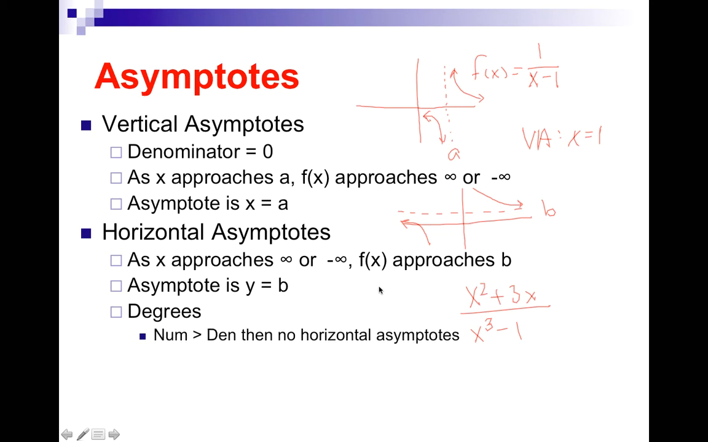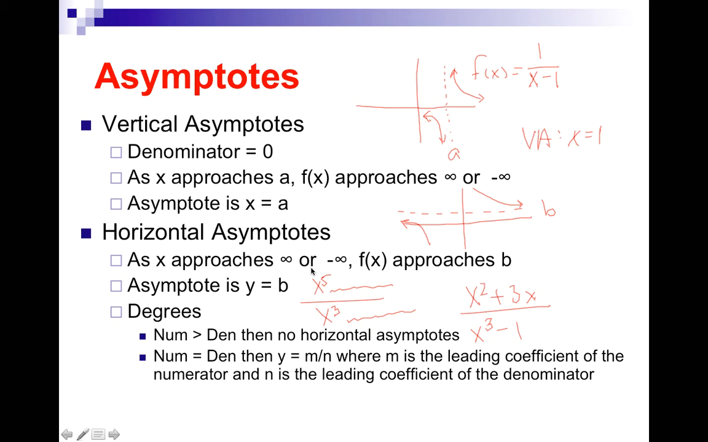If the numerator, and I'm talking about degrees, if the numerator is bigger than the denominator, which is not this case, it would be something that would look like x to the 5th, and so on, over x to the 3rd, and so on. There are no horizontal asymptotes in this case. We'll get to what they are later, but there are no vertical asymptotes or horizontal asymptotes.